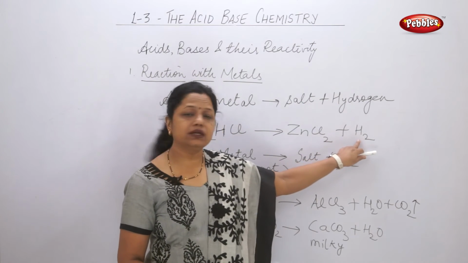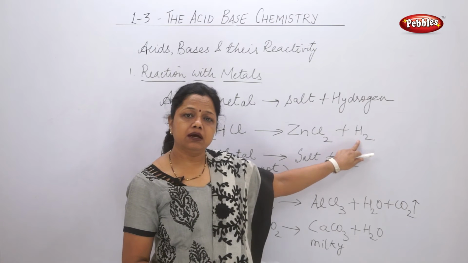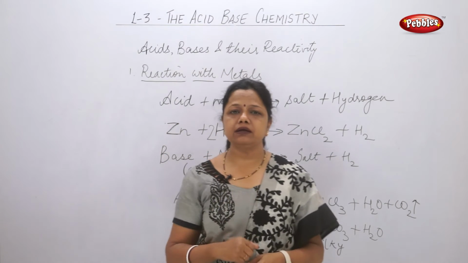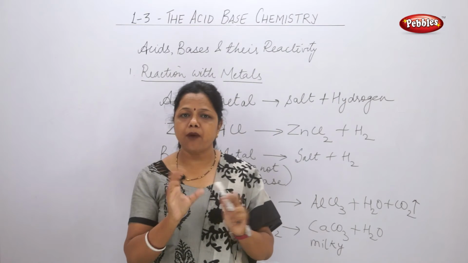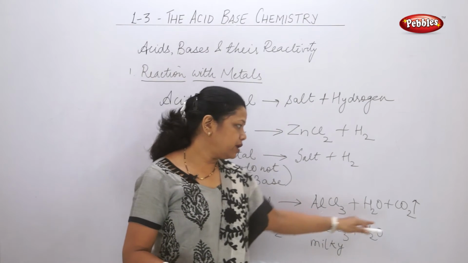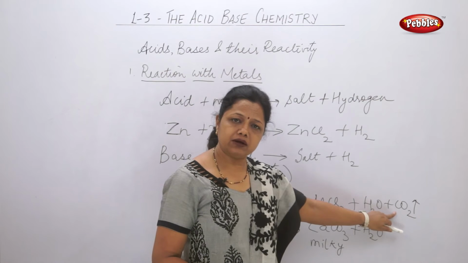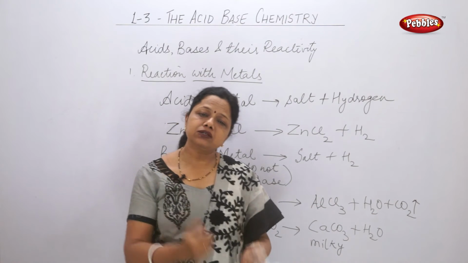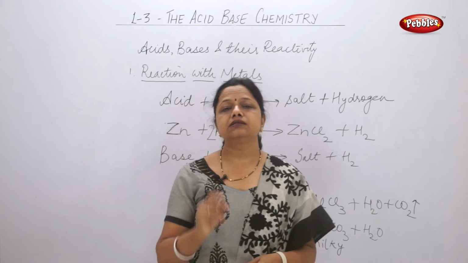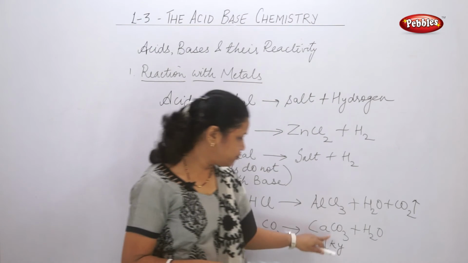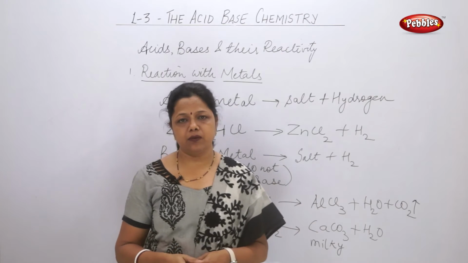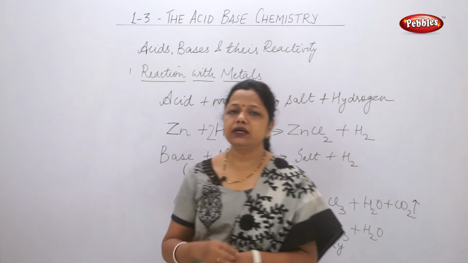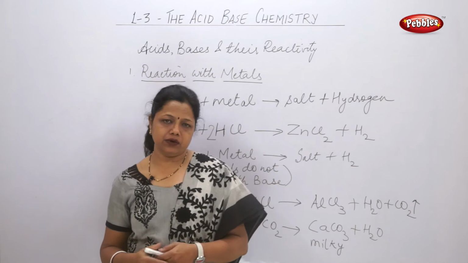How I told you what is the test for hydrogen? The test for hydrogen is if we bring the burning splinter, the hydrogen burns with a pop sound. Same way, what is the test for carbon dioxide? Carbon dioxide is a gas which when passed through lime water, it turns milky because of the formation of calcium carbonate. So this is how acids react with metal carbonates and metal bicarbonates.